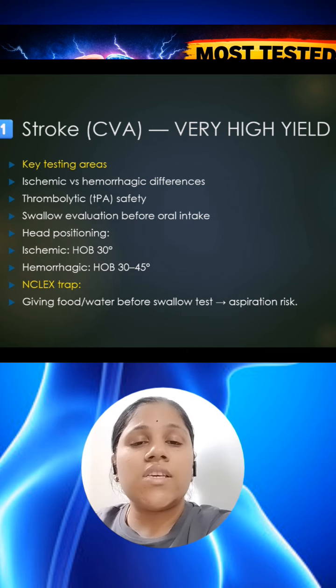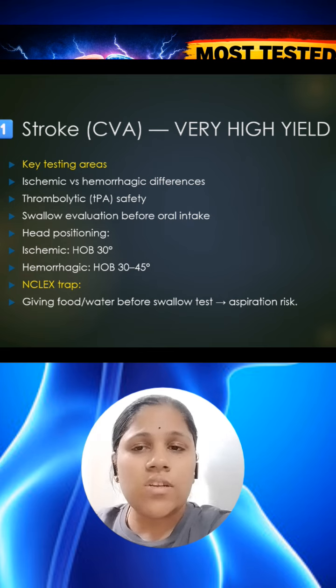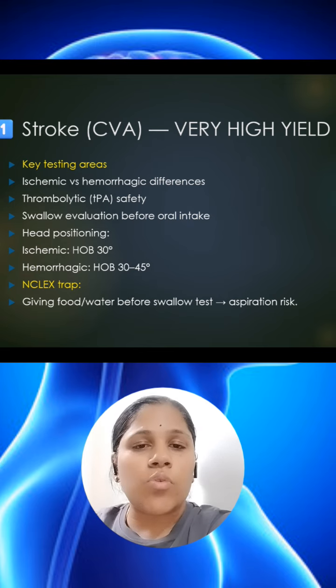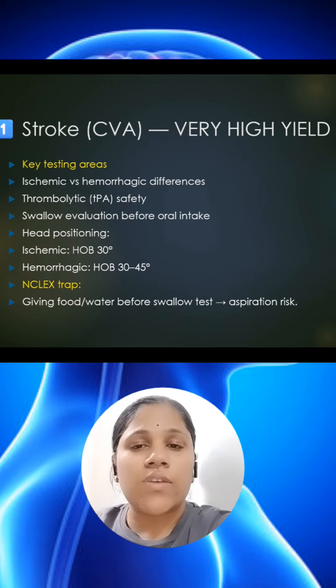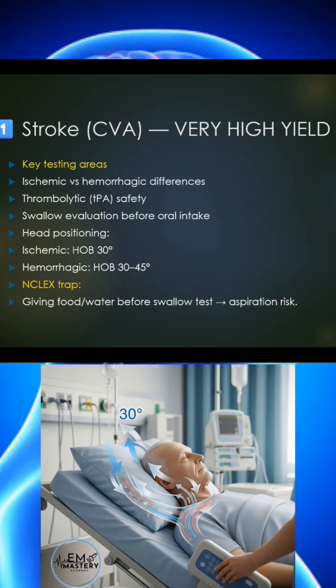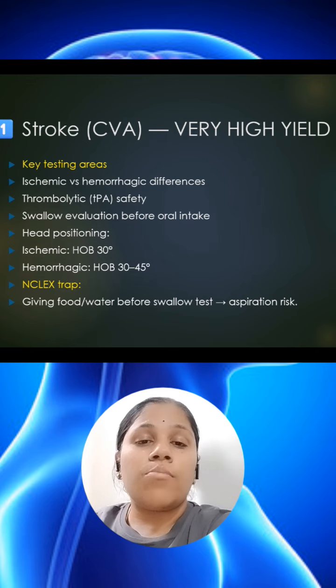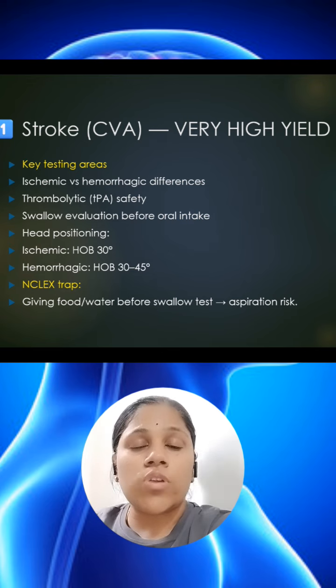The next important point is the swallowing evaluation before we give any oral fluids or oral feeds. And the next important point is the head positioning. What head positioning has to be given? In ischemic stroke, the head of the bed should be 30 degrees elevated, and in hemorrhagic stroke, the head of the bed should be 30 to 45 degrees elevated. And the NCLEX trap here is giving food or water before conducting the swallowing test. We should always check, and note it down, to prevent the aspiration risk of the patient.